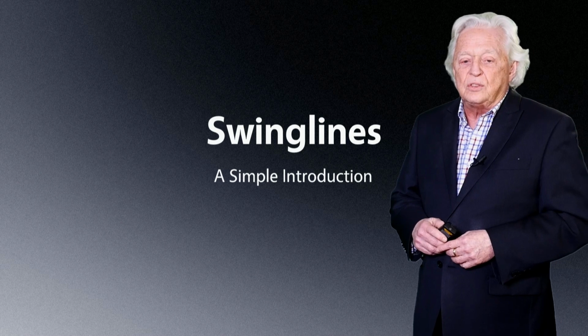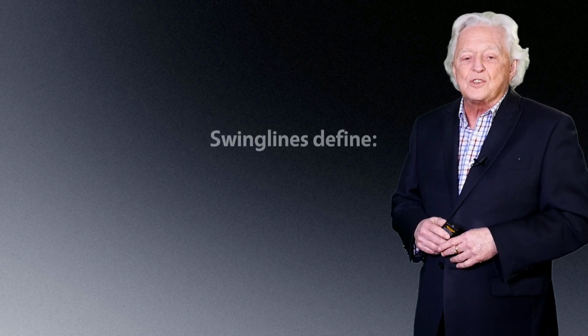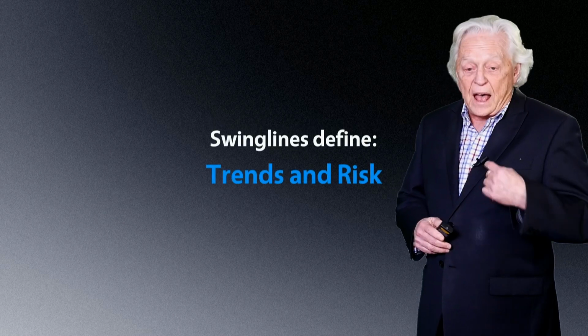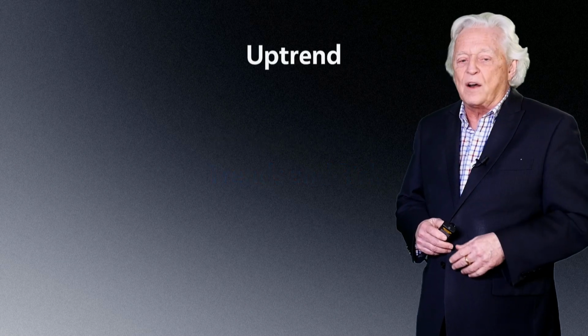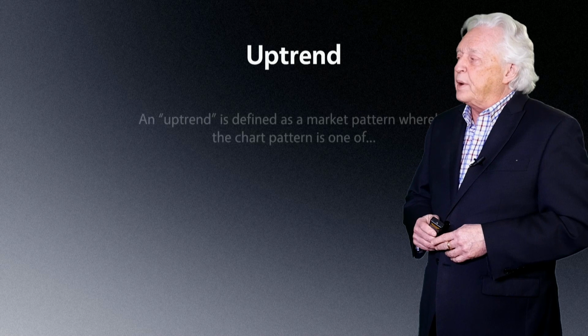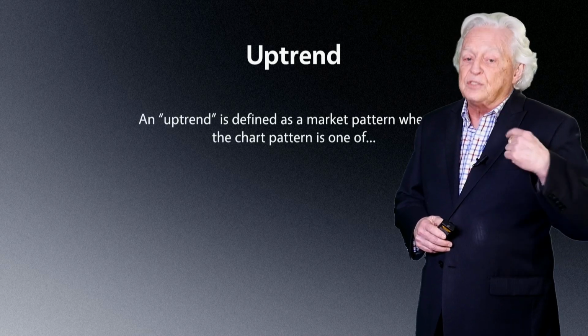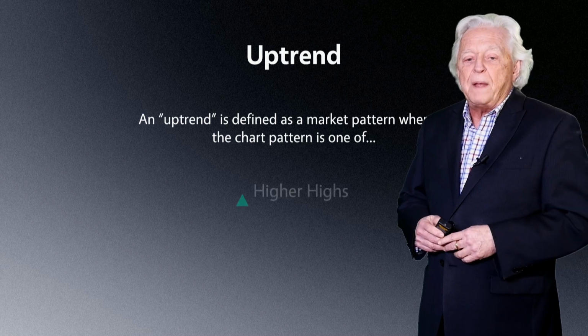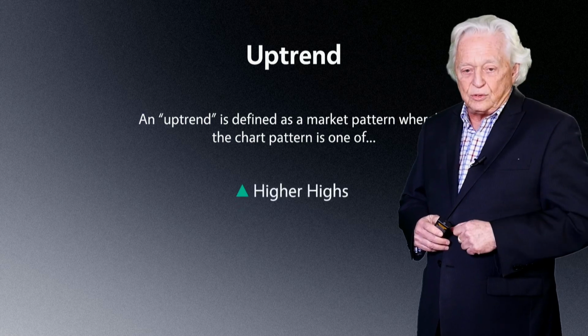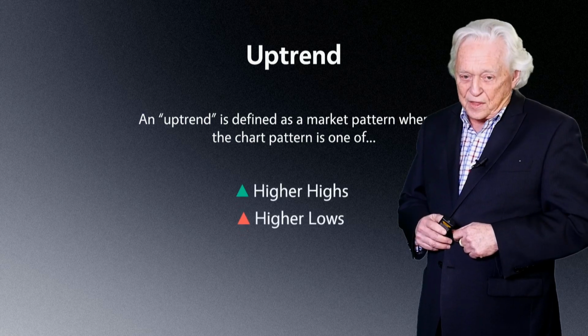And what swing lines do, and this is going to be your simple introduction, they define, as I call it, trend and risk in the market. Now you're going to say, what does that all mean? Well, let's start with an uptrend first. An uptrend, as I define it, is a market pattern whereby the chart pattern is one of higher highs and higher lows. You see that?